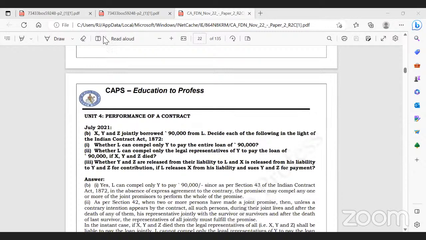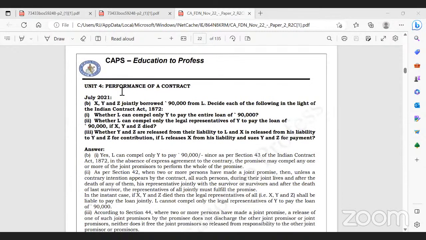Next, unit 4, performance of a contract. X, Y, and Z jointly borrowed 90,000 from L. Decide each of the following in the light of the Indian Contract Act 1872. First sub-question, whether L can compel only Y to pay the entire loan of 90,000. Can he compel? Yes, sir. Because remember the liability is joint and several.